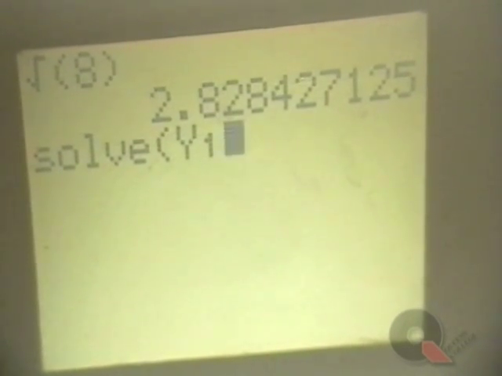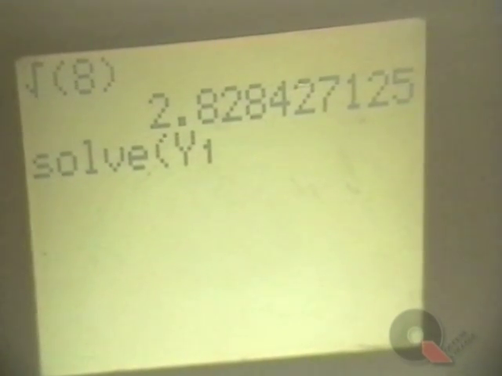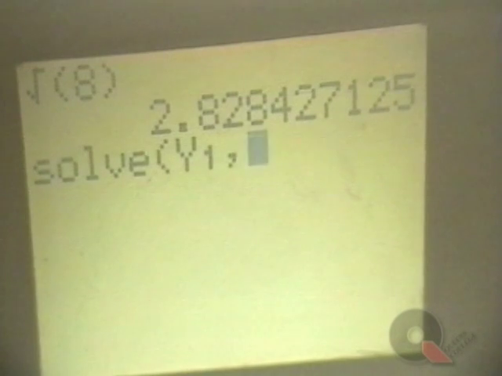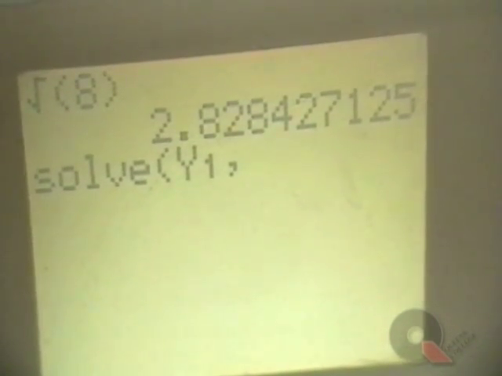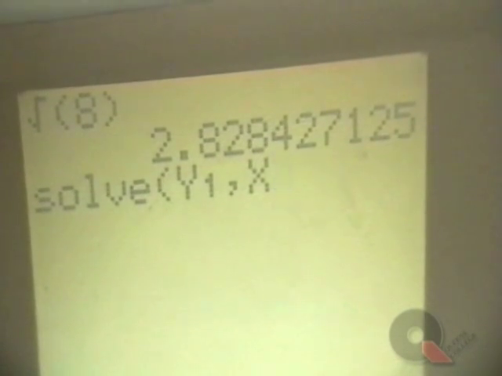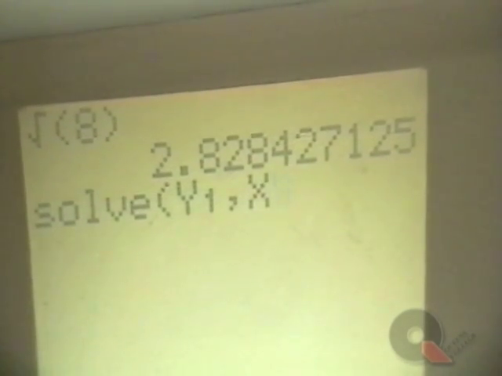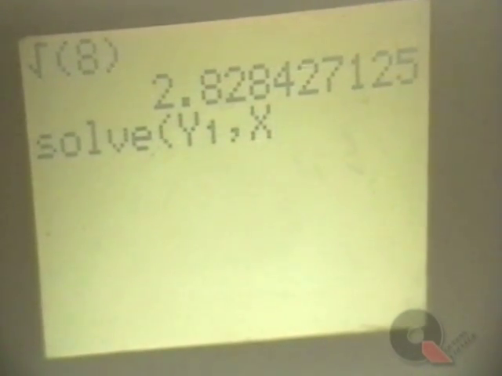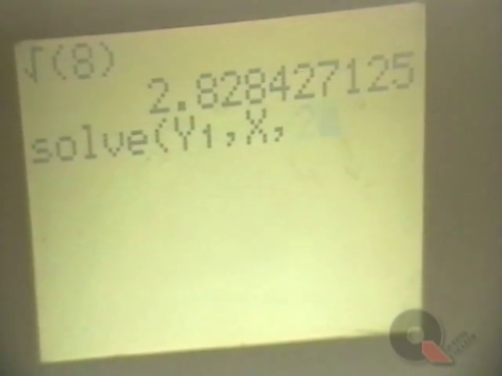Now I need the comma. So the comma is right above the 7 key, and I hit that. And then I write x. That's from the X,T,theta,n key. So I just hit the x. That tells me I want to solve the equation y1 equals 0, and the variable is x. Hit the comma again and punch in your guess, 2. Close parentheses, and we hit enter.